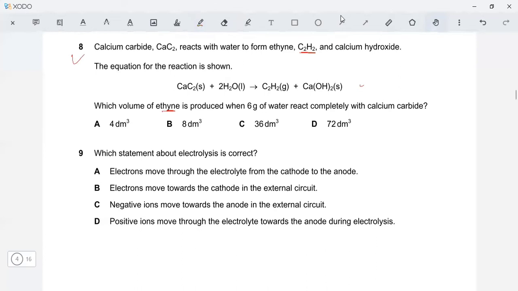So this question is basically stoichiometric calculations. You have already studied in chapter 4, right? Stoichiometric chemistry. It's very simple. So first, let us see what is given in the question and what we are supposed to find out. Here, the given information is 6 grams of water, and we are supposed to find the volume of ethane, C2H2.